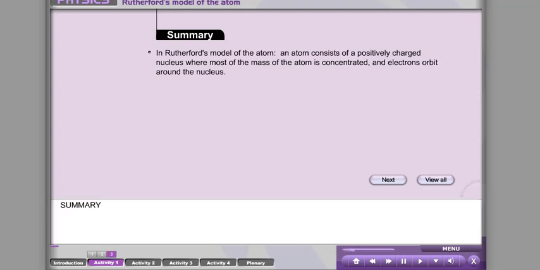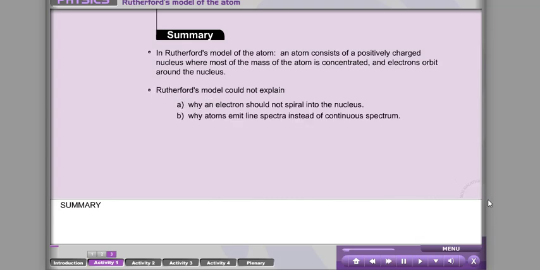Summary. In Rutherford's model of the atom, an atom consists of a positively charged nucleus where most of the mass of the atom is concentrated and electrons orbit around the nucleus. Rutherford's model could not explain: A. Why an electron should not spiral into the nucleus, B. Why atoms emit line spectra instead of continuous spectrum.